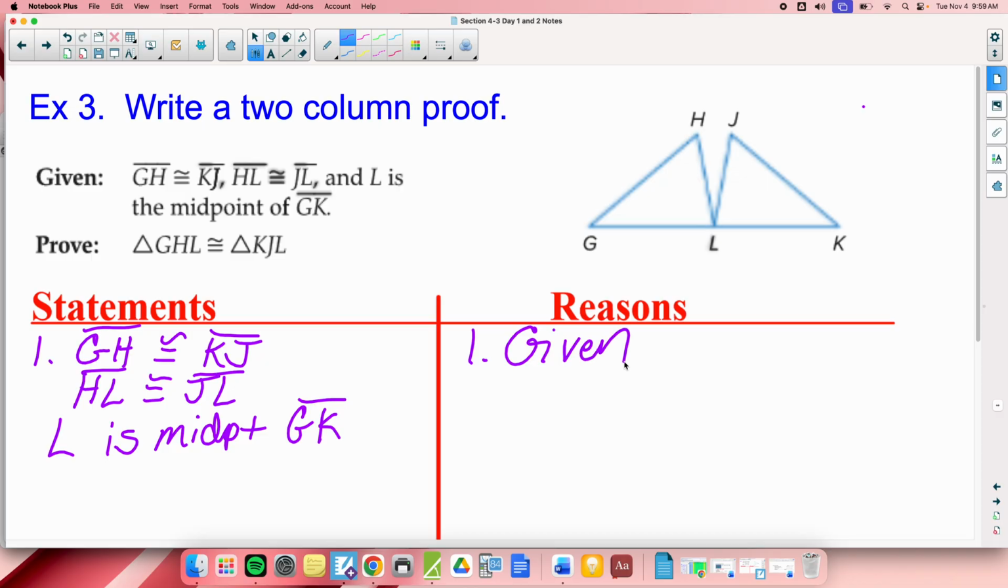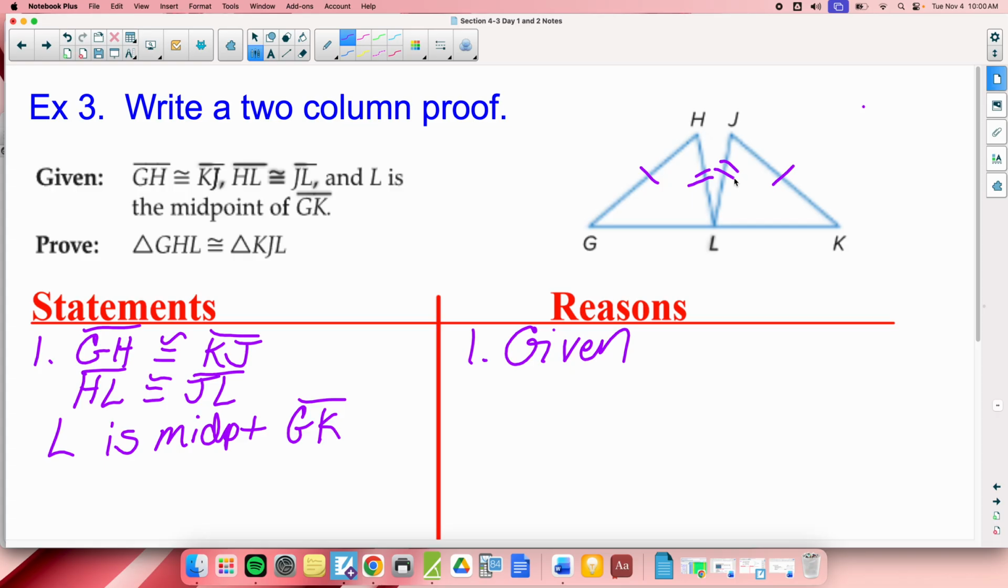So now what we're going to do is mark that on our diagram. So we have GH is congruent to KJ. We have HL right here is congruent to JL. And notice I used a different amount of dashes each time.